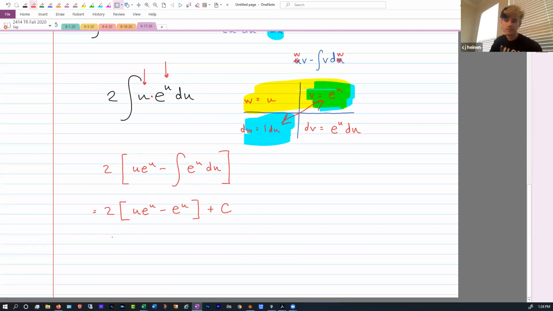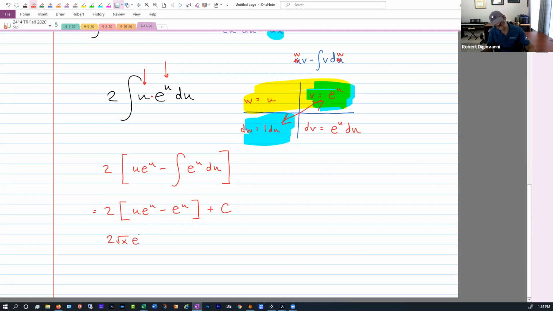So we're going to go back now. We're going to distribute the 2 through: 2 root x, e to the root x minus 2e to the root x plus c.